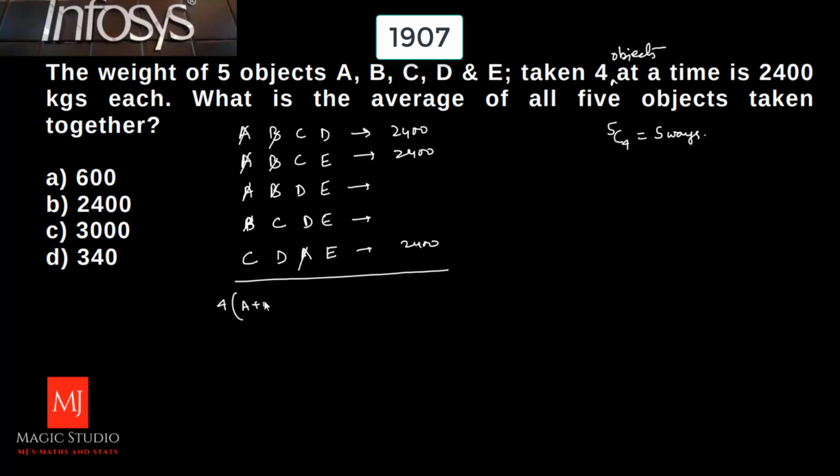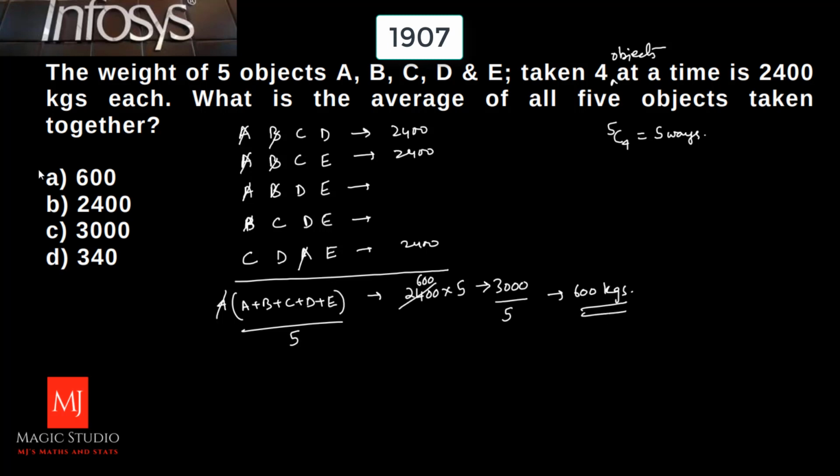So it would be 4 into A plus B plus C plus D plus E, that is equal to 2400 into 5. That means the weight of these 5 taken together is 600 into 5, that is 3000. So the weight of all the 5 objects taken together is 3000 kg. But the question is, what is the average of all 5 objects taken together? So the average would be, when I divide by 5, 600 kg. Option A fits in.